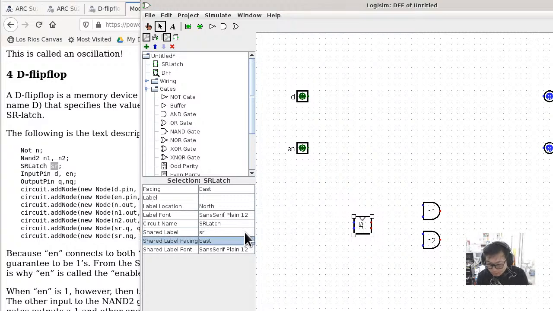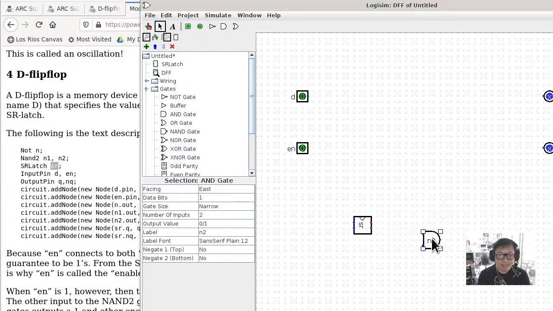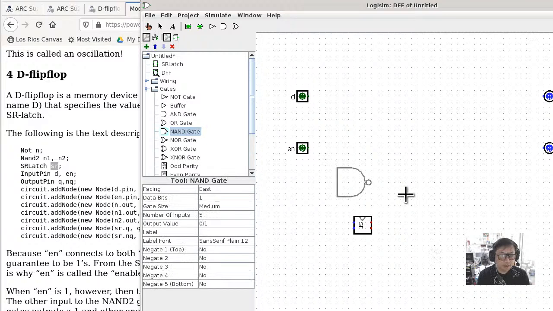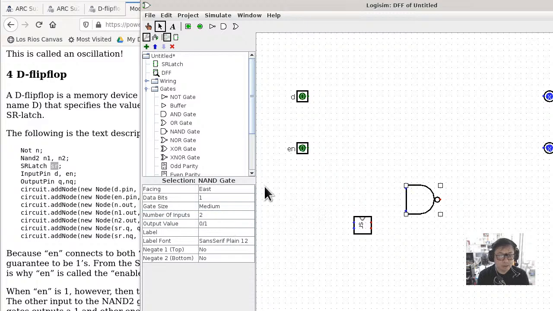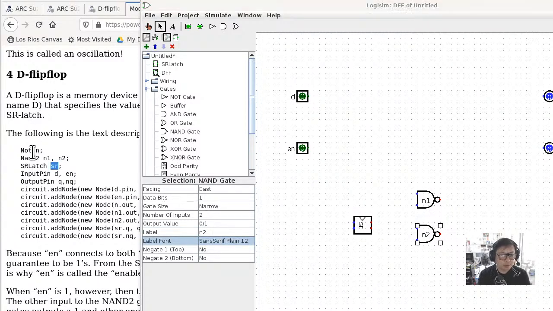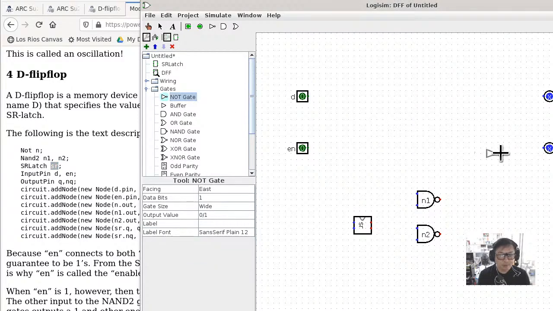All right, so I used an AND gate. Oh, okay, you're right. Instead of a NAND gate. Okay, NAND gate. There we go. Thank you. N1, and here's N2. There we go. And we got a NOT gate because there's a single NOT gate here, which we'll call N. All right, so these are the components, and then what we'll do is we'll wire them up.